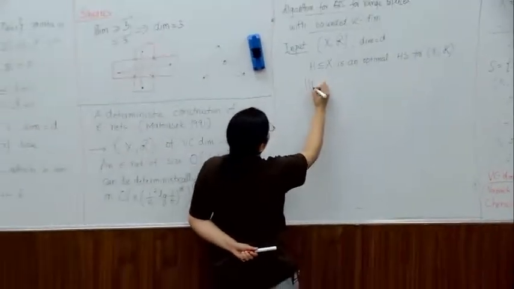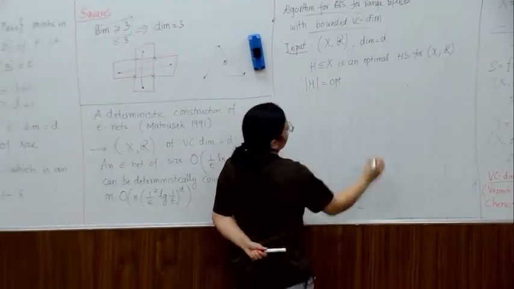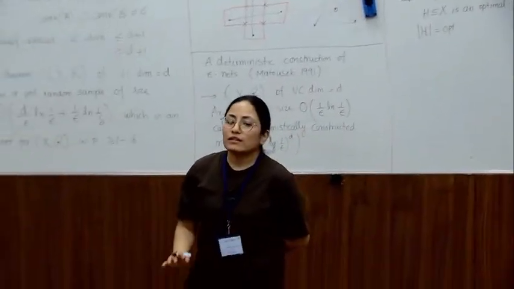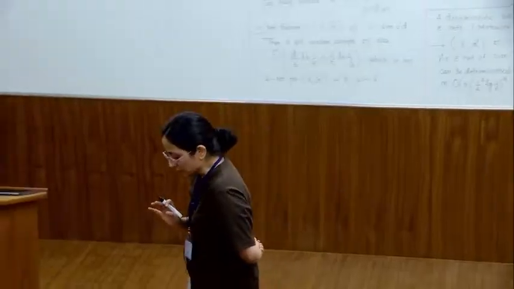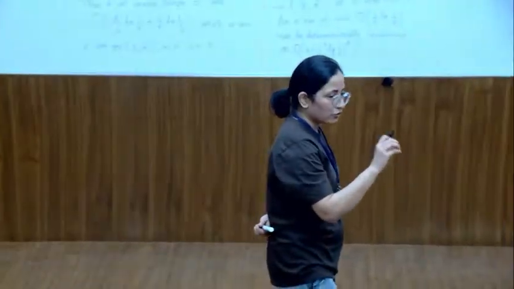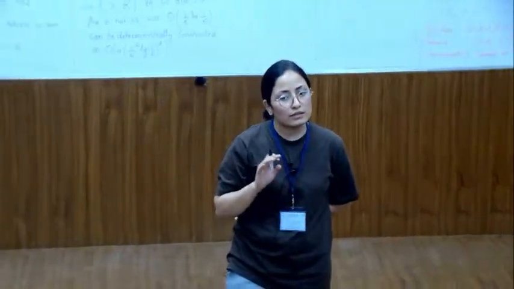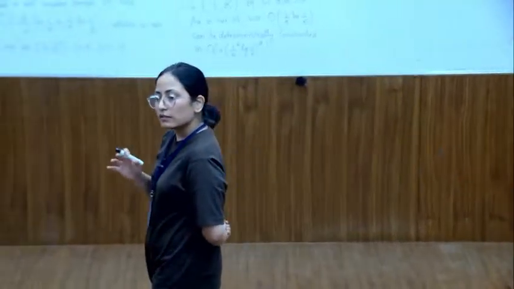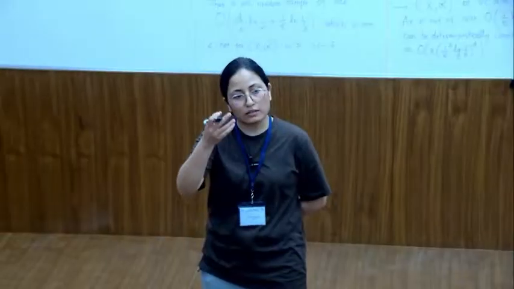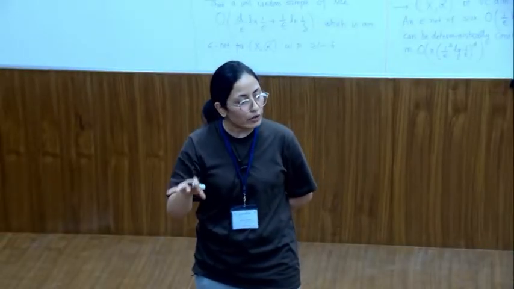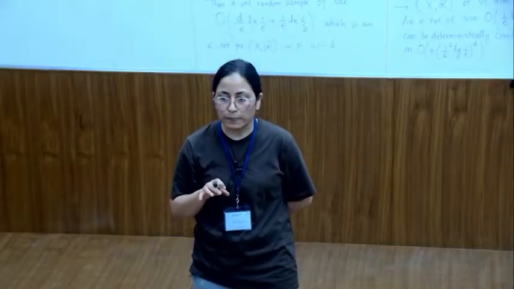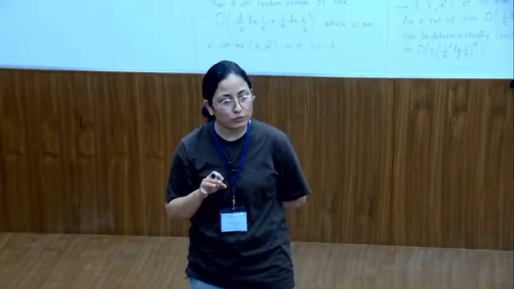So size of H is okay. Now the main idea behind the algorithm is this. What we want to do is assign weights to the points in such a way that the points which are in some optimal set get a lot of weight and the remaining points get less weight. Why is that going to work?